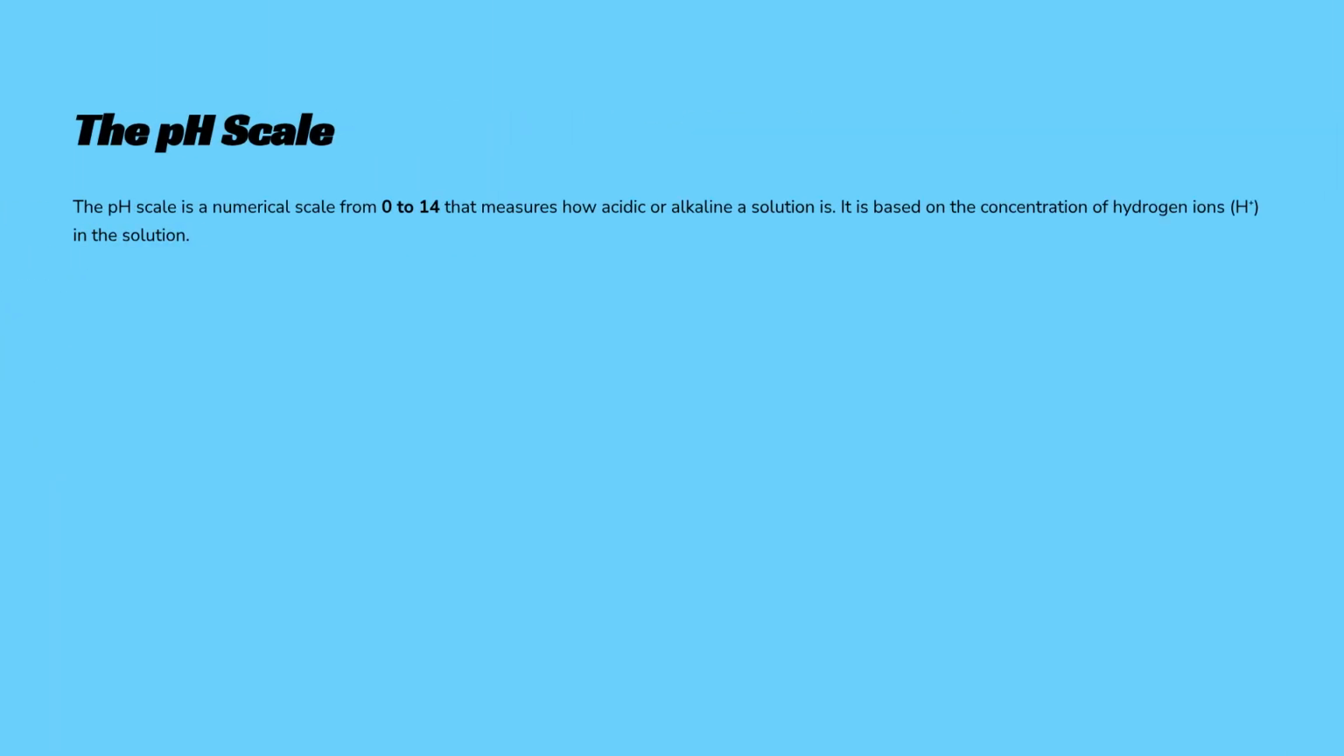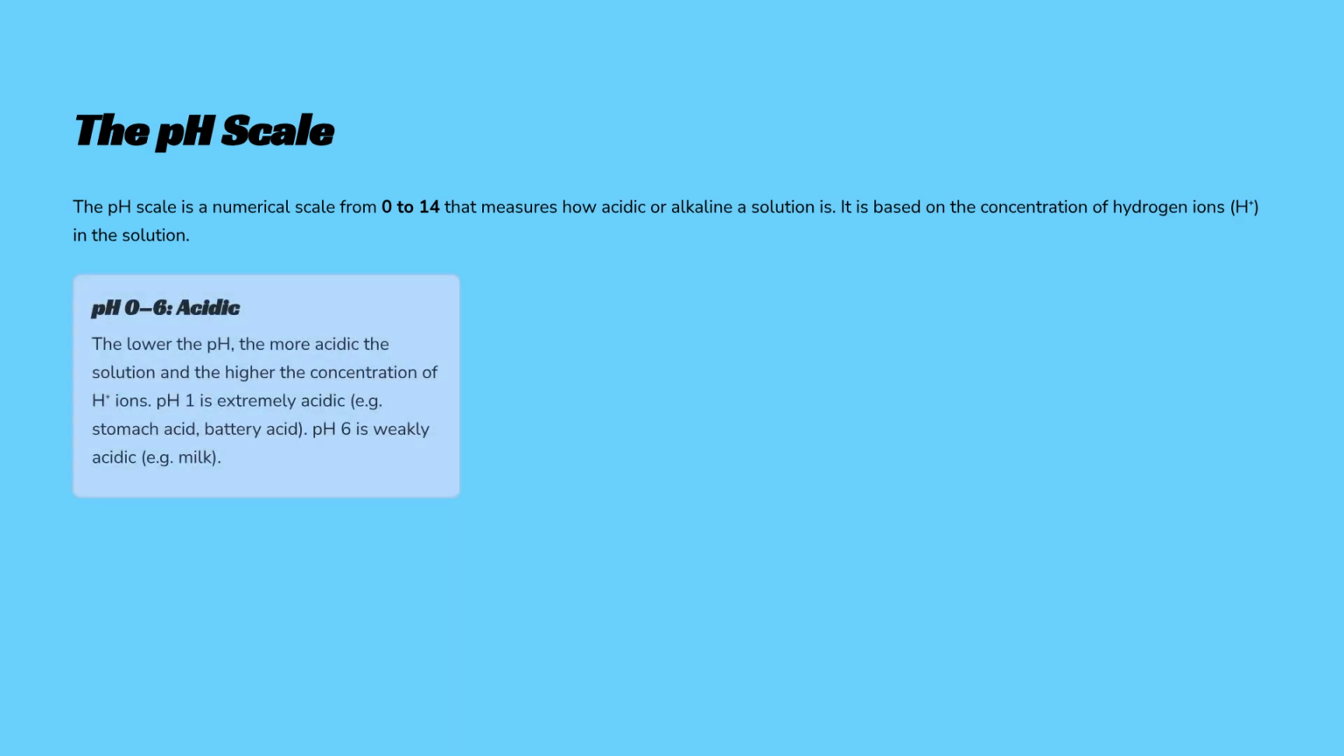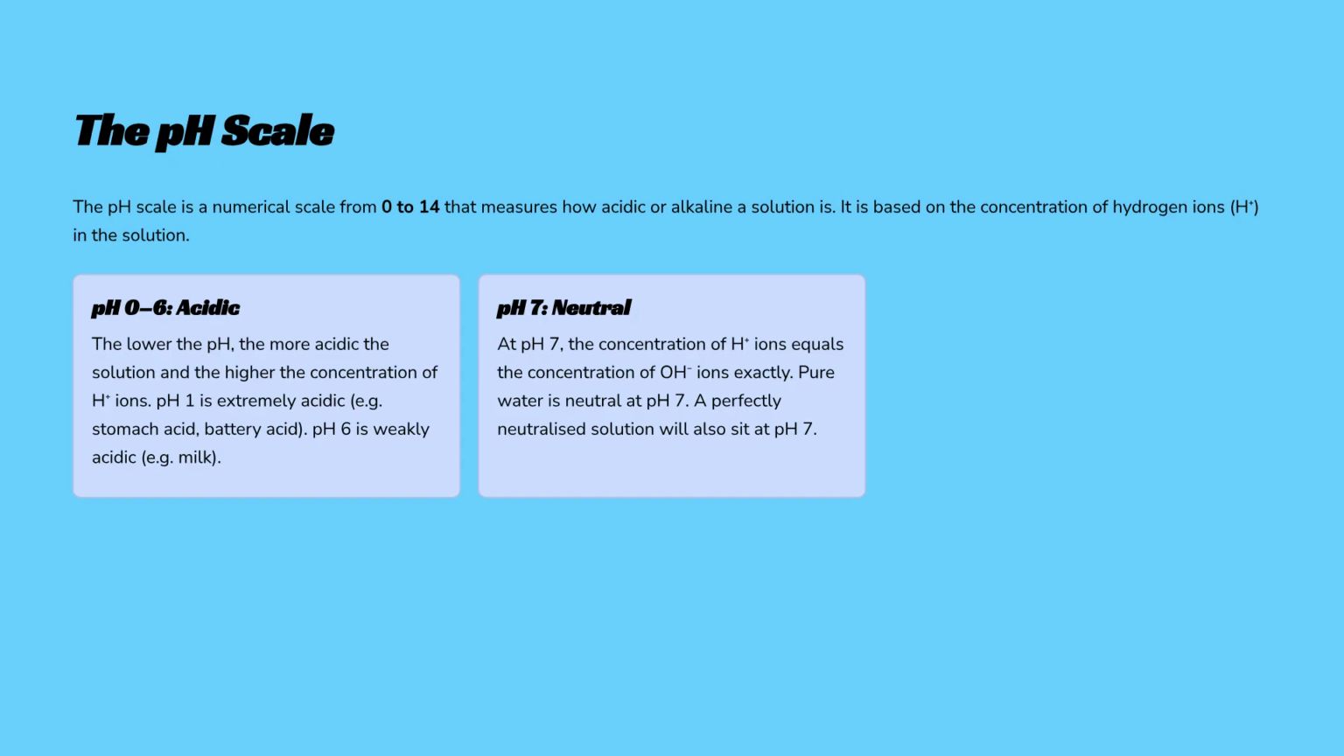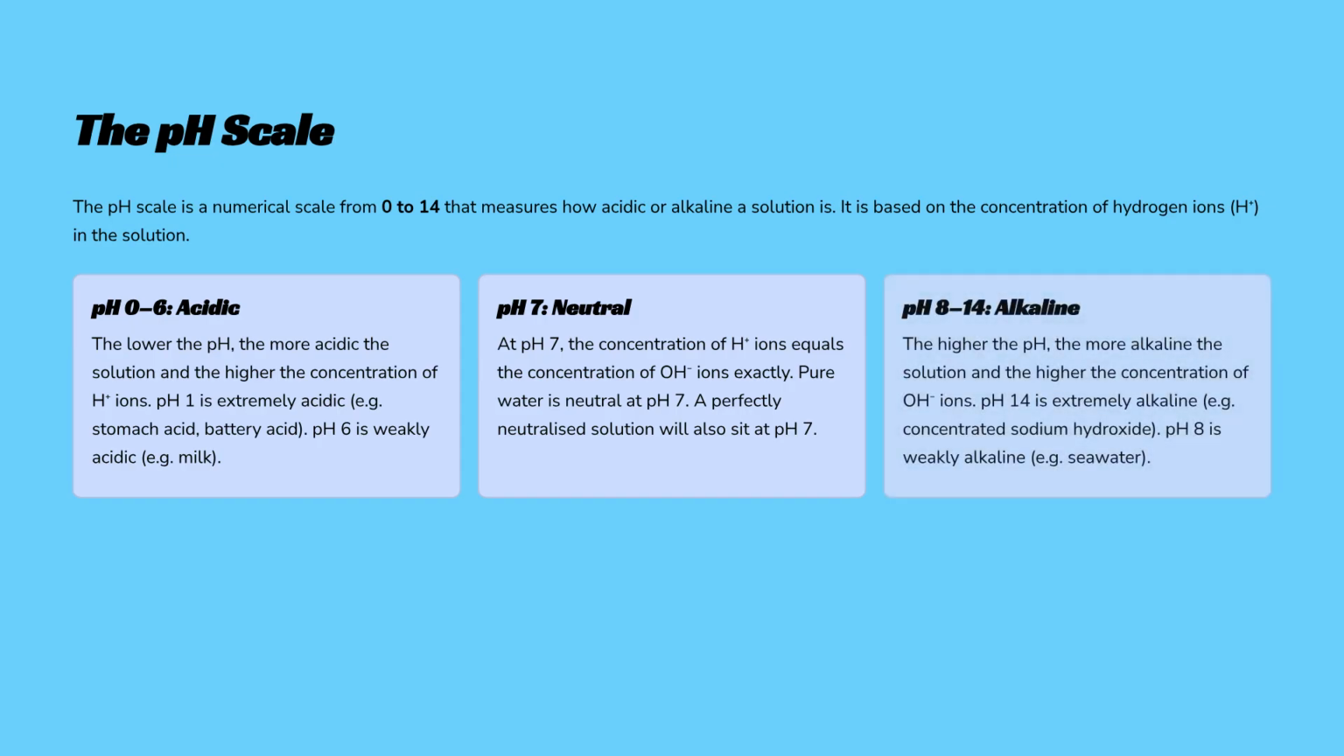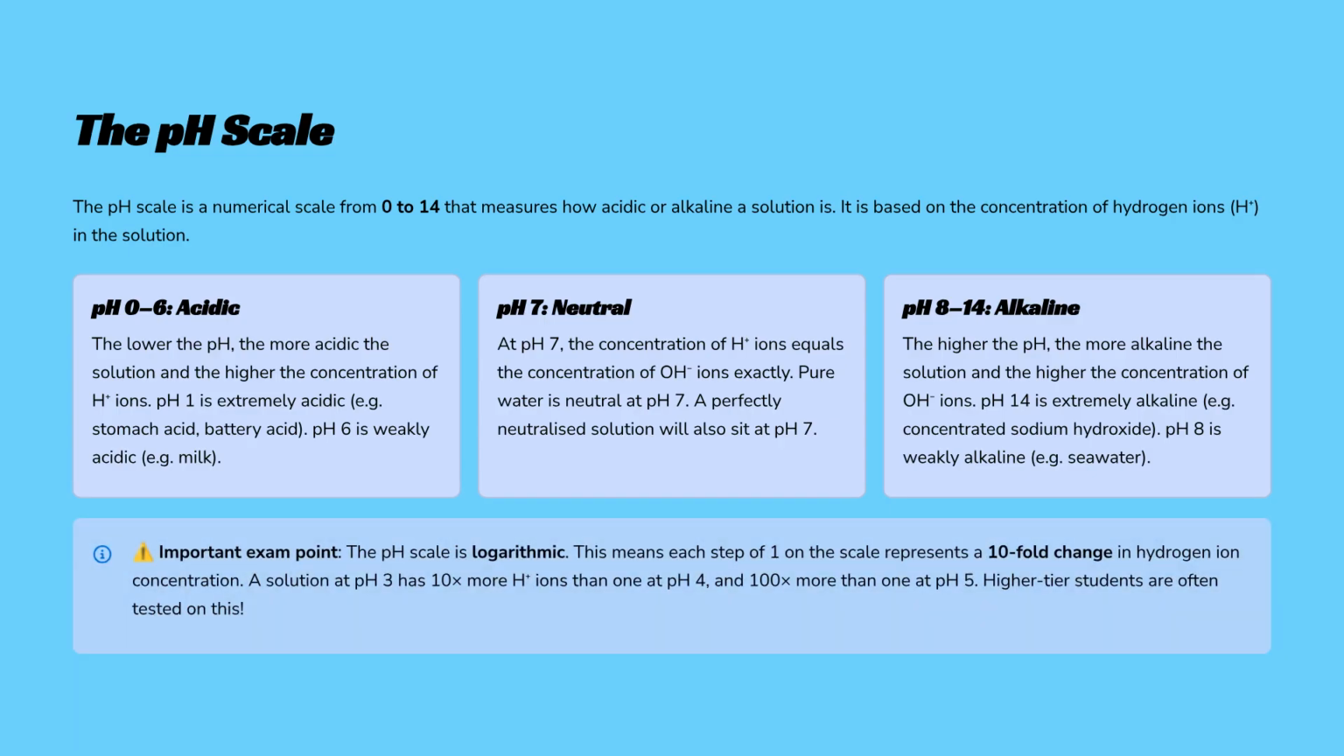The pH scale ranges from 0 to 14, measuring acidity or alkalinity based on the concentration of H+ ions. pH 0 to 6 is acidic, with lower values indicating stronger acids. pH 7 is neutral, where H+ equals OH- concentration. pH 8 to 14 is alkaline, with higher values indicating stronger alkalis. Remember that the scale is logarithmic, meaning a one-step change is a 10-fold change in H+ concentration.